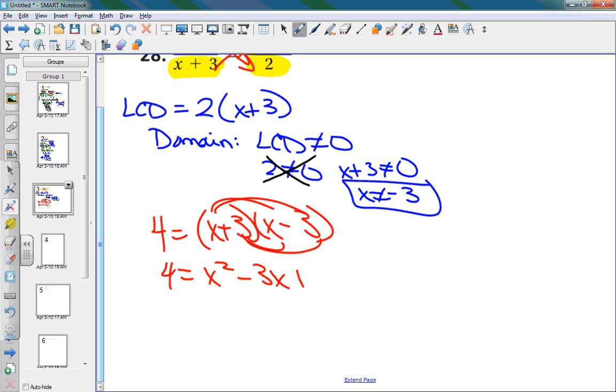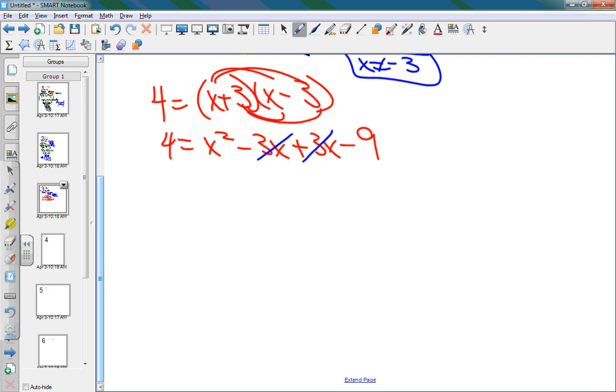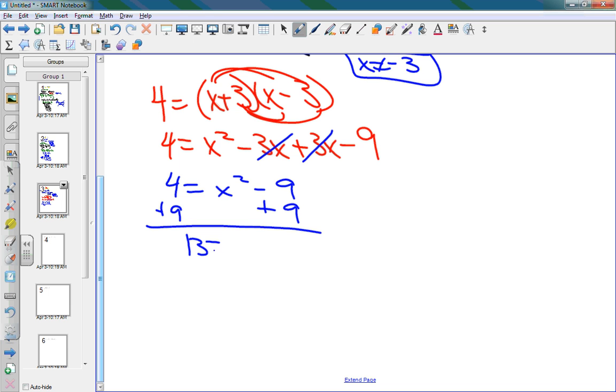Negative 3x, positive 3x, minus 9, if you FOIL all together. Inner and outer will absolutely cancel out, and you're going to have the 4 is equal to x squared minus 9. Now, I need to solve this thing for x. What do I do? Add 9. So if I add 9, I'm going to have 13 is equal to x squared.